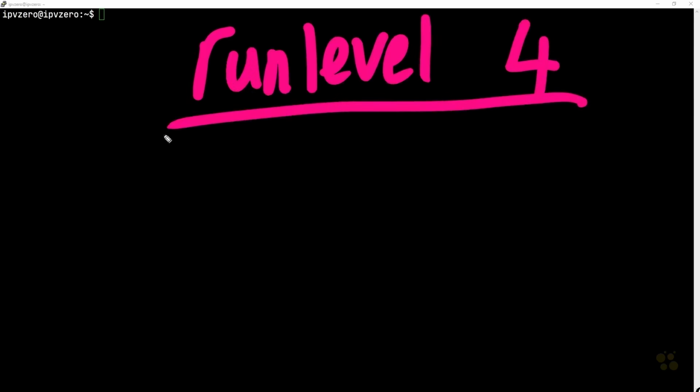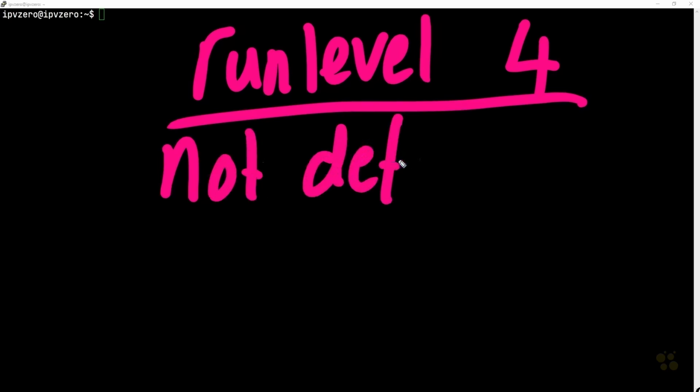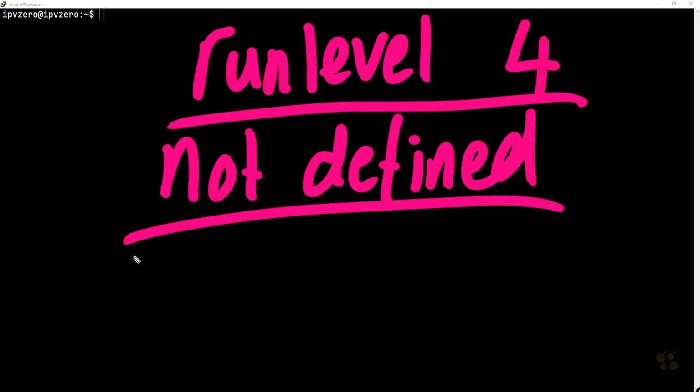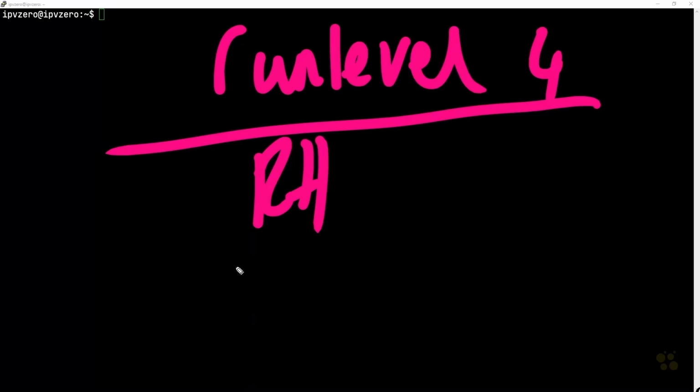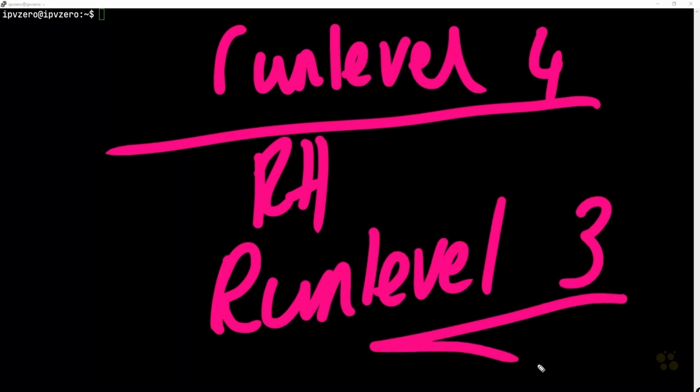Now, run level 4. With respect to run level 4 for the LSB, this is actually not defined. There is no run level 4 for the Linux standard base. However, run level 4 for Red Hat based systems is exactly the same as run level 3. So carbon copy right here. And as we know with Debian based systems, 2, 3, 4 and 5 are all exactly the same. And this is the part which I find a little bit frustrating, because ultimately I just feel this is unnecessarily confusing. Why have multiple run levels that do the exact same thing?